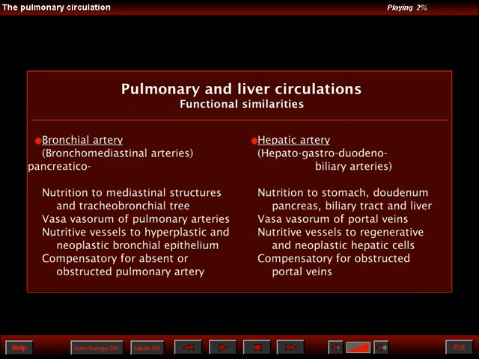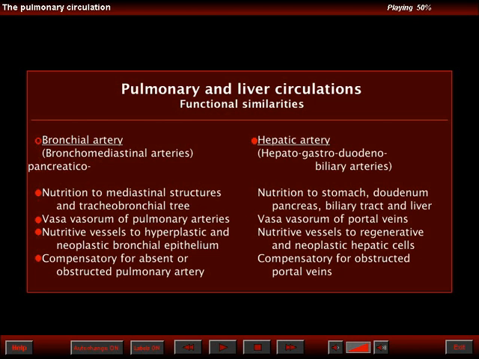Functional similarities. The bronchial arteries, which are best called bronchomediastinal arteries, provide the nutrition to mediastinal structures and the tracheobronchial tree. They supply the vasa vasorum of the pulmonary artery as well as of the aorta. They are the nutritive vessels to hyperplastic and neoplastic bronchial epithelium. And they are major compensatory vessels for absent or obstructed pulmonary arteries, for example, persistent truncus arteriosus type 4 and pulmonary thromboembolism.